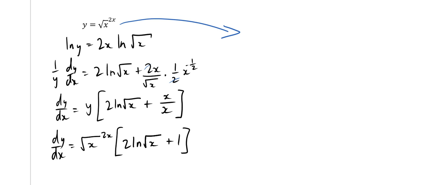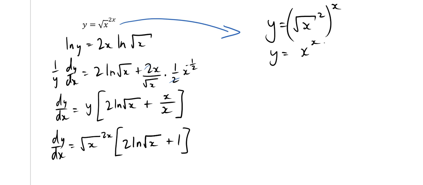What's another way of writing the square root of x to the 2x? Think about your exponent properties. Ah, x to the x. Why is it x to the x? So this is like the square root of x squared, all to the x. Because if I'm multiplying exponents, that's a power to a power. So this is y equals x to the x. So this is the ln of y equals x ln x.